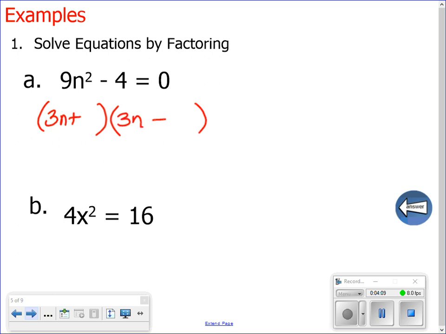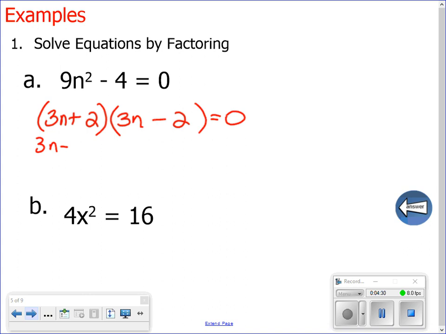And I know the second term of my binomials comes from taking the last term by square rooting the last term. So that would be the square root of 4, which would be 2. And so we would have 3n plus 2 and 3n minus 2. So I factored it. So my factors are there. And then we set each factor equal to 0 and we solve.